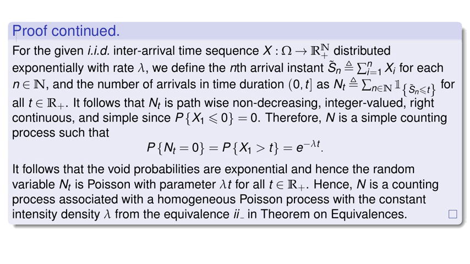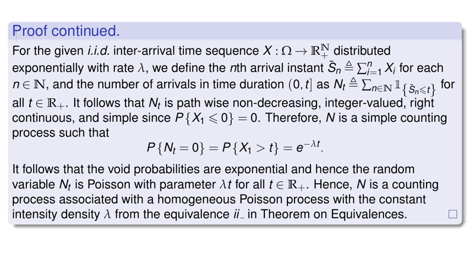It's clear that N_t constructed this way is pathwise non-decreasing, integer valued, right continuous, and simple, since the probability that X_1 is less than or equal to 0 is 0 for an exponential distribution. Therefore, N is a simple counting process.